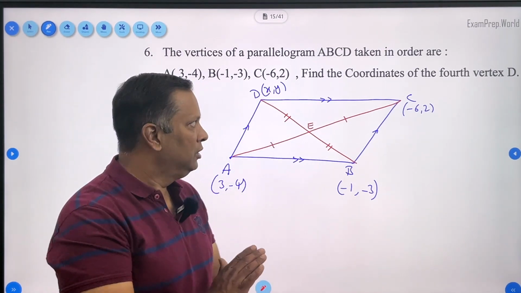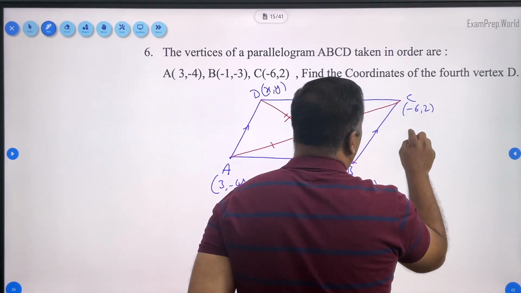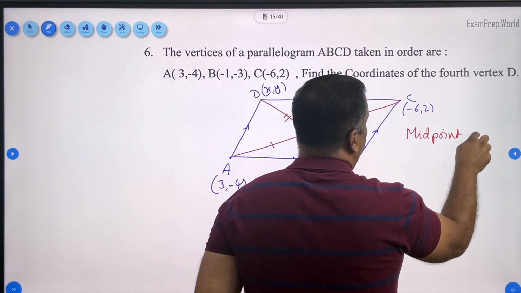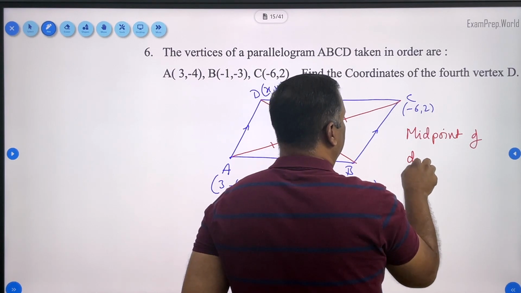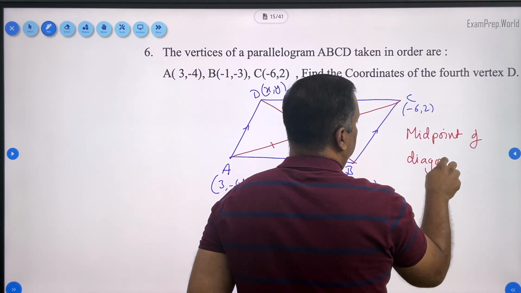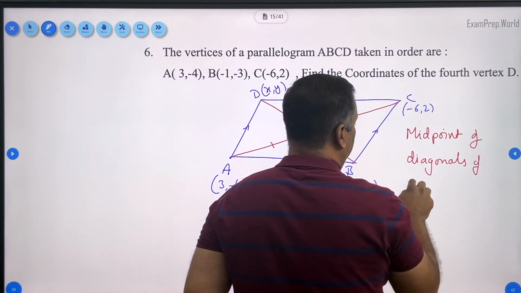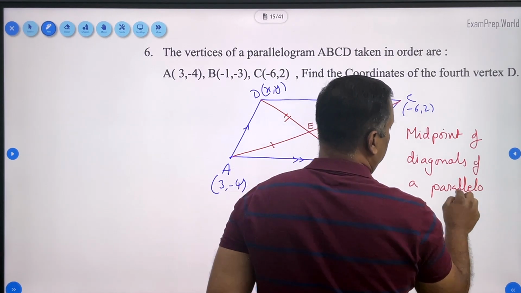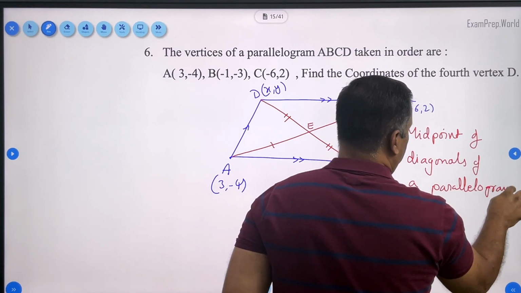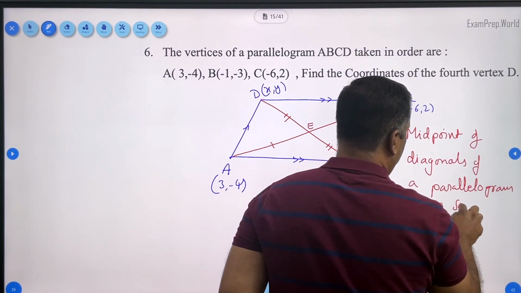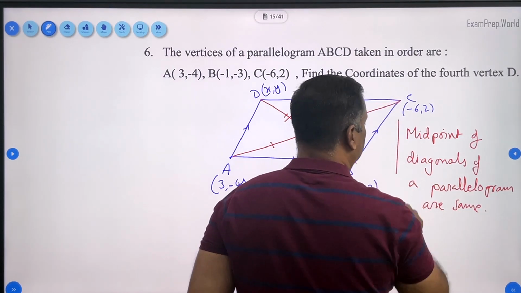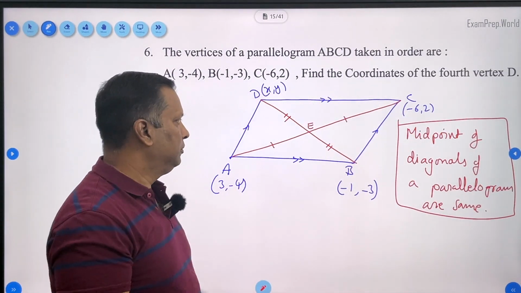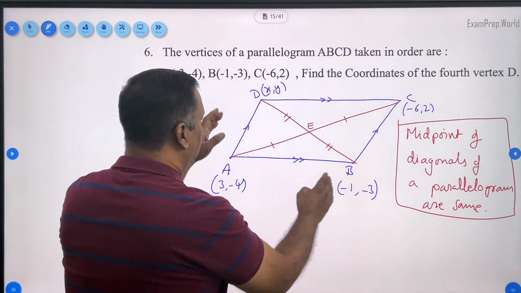What property? Midpoints. Let us write it. You also write it in your notebook. Midpoint of diagonals of a parallelogram are same. And this very technique we are going to use to solve this. Now let us calculate the midpoint of AC.